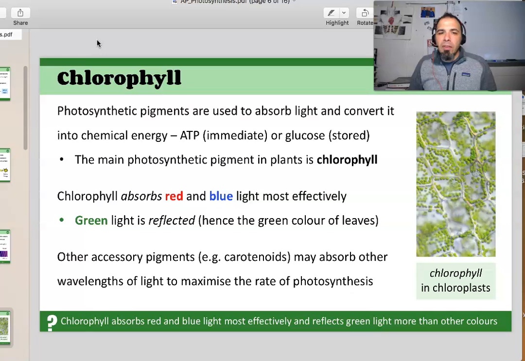And so chlorophyll is the pigment that absorbs the light and converts it into ATP, intermediate or glucose, which is stored. Yes, plants do make a little bit of ATP, not as much as when you do cell respiration. So chlorophyll absorbs red and blue light most effectively, but green is reflected, hence the green color of the leaves. And there are some other accessory pigments, carotenoids, such as your oranges and yellows. They may absorb other wavelengths to maximize photosynthesis, but it tends to be reds and blues.